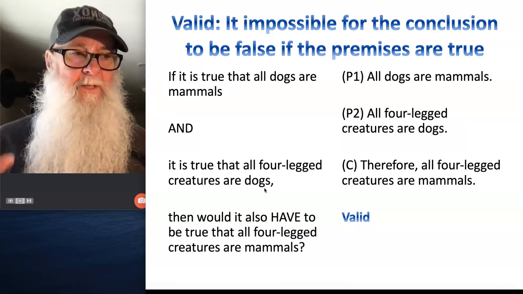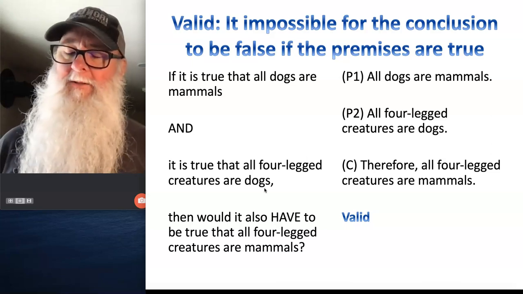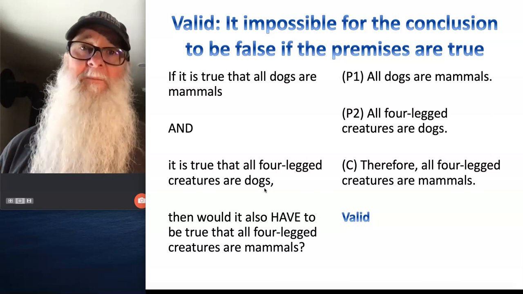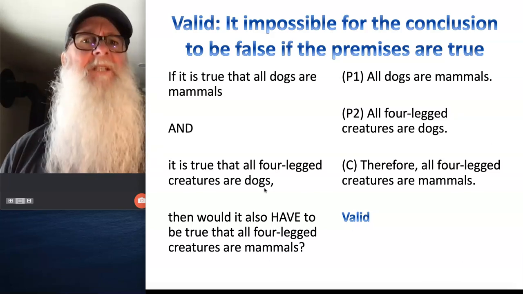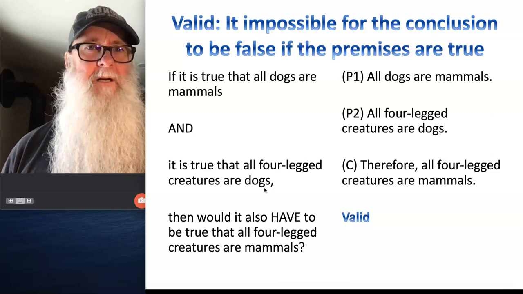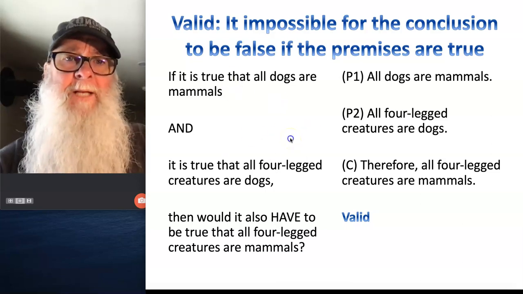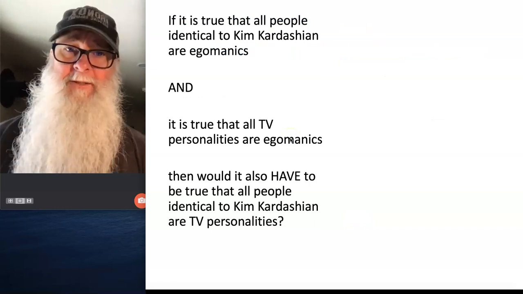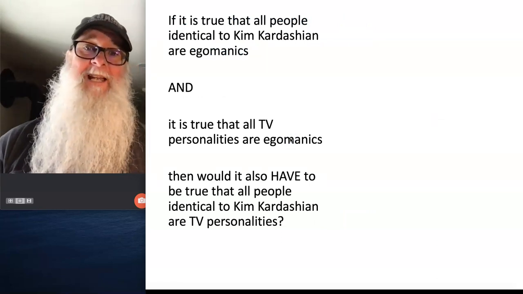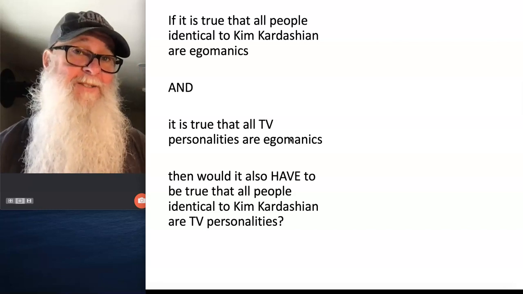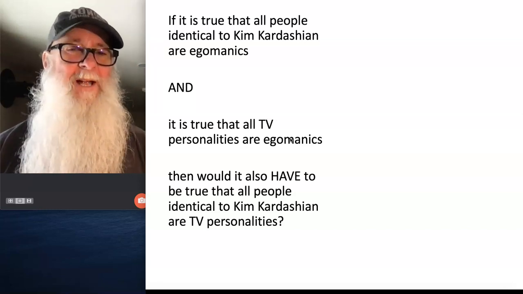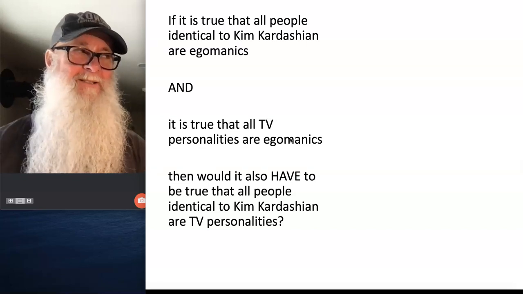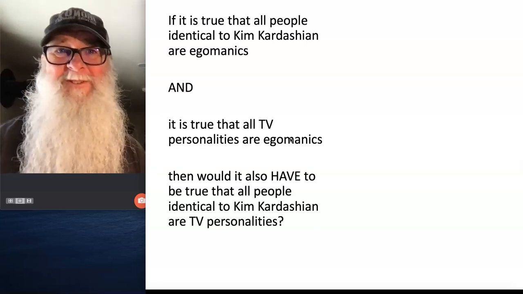Now, when we're examining arguments for validity, we're not concerned at all with whether or not the premise statements are actually true. We work from the assumption that they're true because we're trying to test the form of the argument, not its content. All right, now take a look at the third question I asked you. If it's true that all people identical to Kim Kardashian are egomaniacs, and if it's true that all TV personalities are egomaniacs, then would it also have to be true that all people identical to Kim Kardashian are TV personalities? The answer to this one is no.